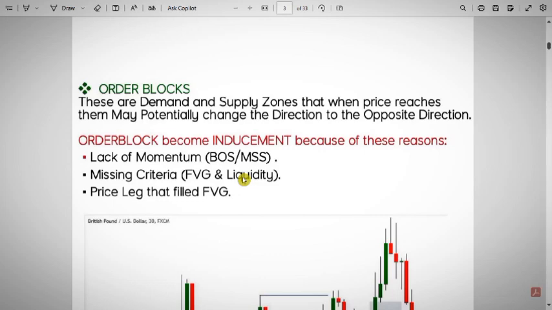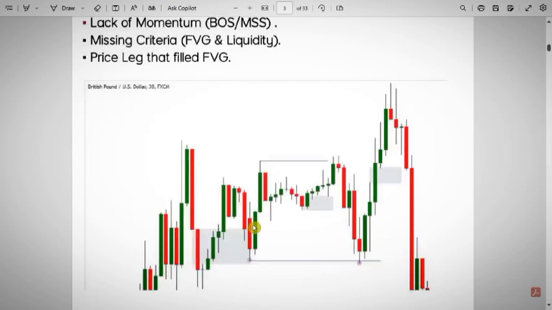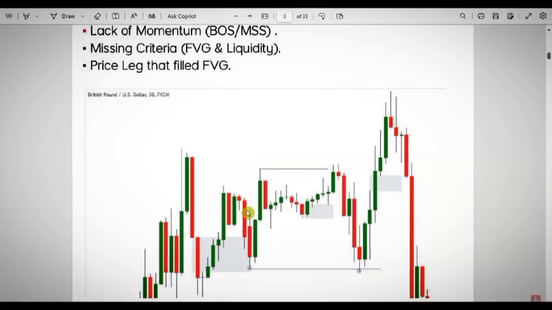Let's see the examples from one of the charted examples here. So you have this lack of momentum. Look at this, it's very simple. You can see everything here. Let me show you some examples of how we are having the lack of momentum. Look at this chart here. Price was not strong enough to push higher. Price was not strong enough.